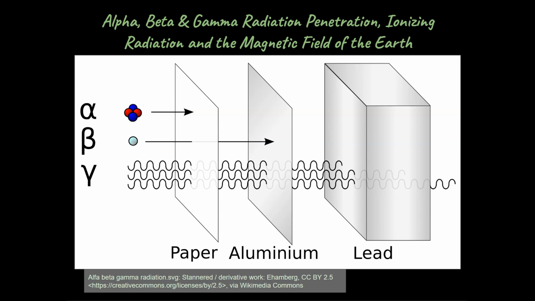Hey, welcome back. Today we're going to be talking about alpha, beta, and gamma radiation penetration power. What does that even mean? And what ionizing radiation is, and how that all relates to the magnetic field of the Earth. So we're mainly talking about ionizing radiation. What does ionizing radiation mean? This is primarily for chemistry students or physical science students who need to know something about this.